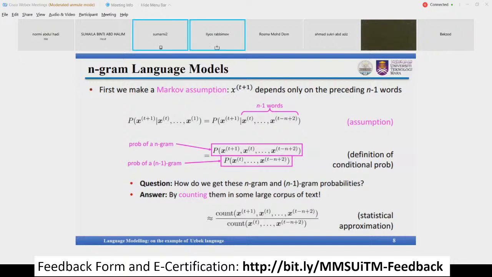Okay, thank you, Dr. Ilyos. Is there any more question? PM Shukri, do you want to add more questions? Yeah, I think that's all.